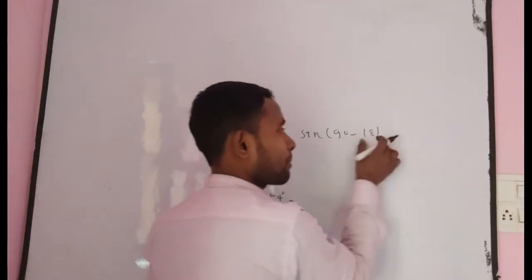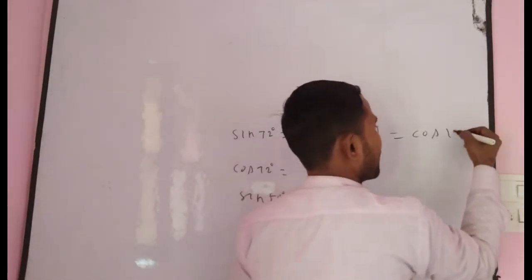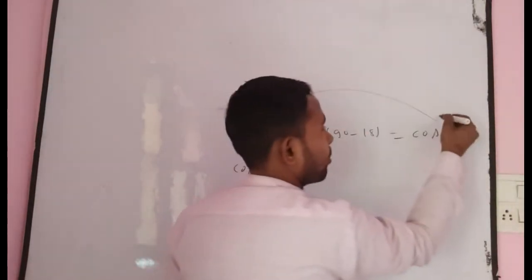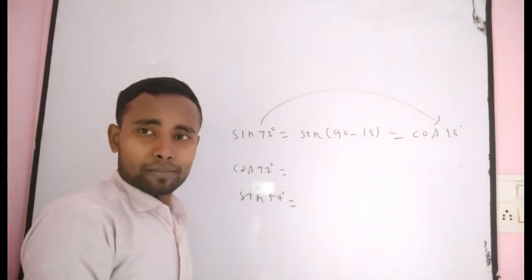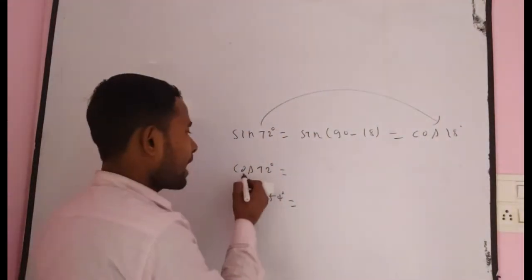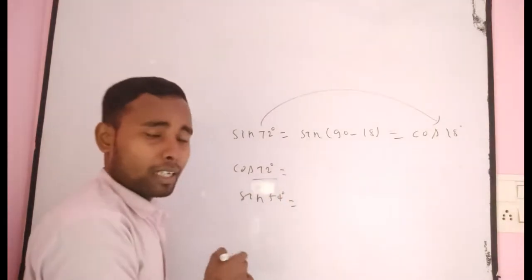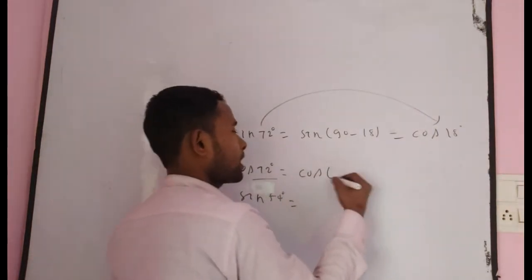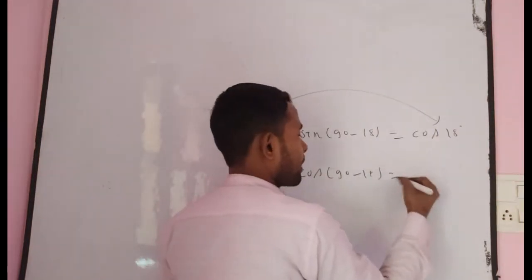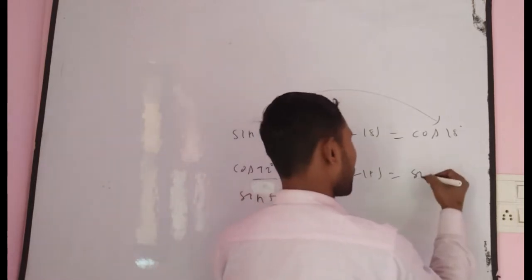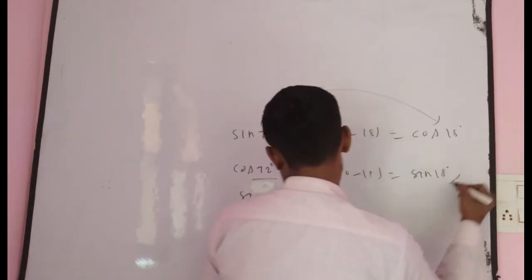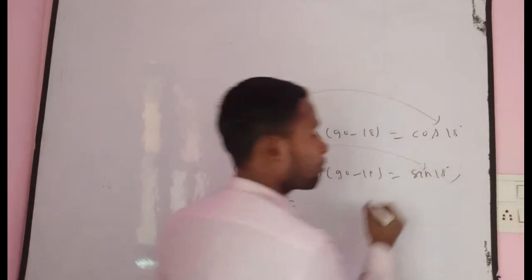As you know that sine (90 minus theta) is equal to what? Cos 18 degree. So sine 72 is equal to cos 18 degree. Similarly, can you write cos 72 as cos (90 minus 18)? And as you know that cos (90 minus theta) is equal to what? Sin 18. So cos 72 degree is equal to sin 18 degree.